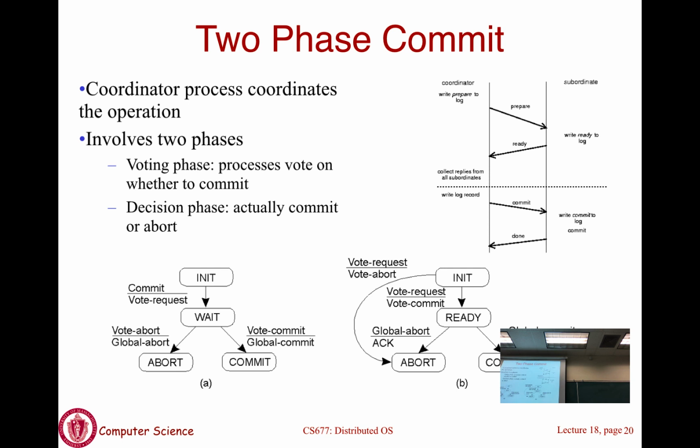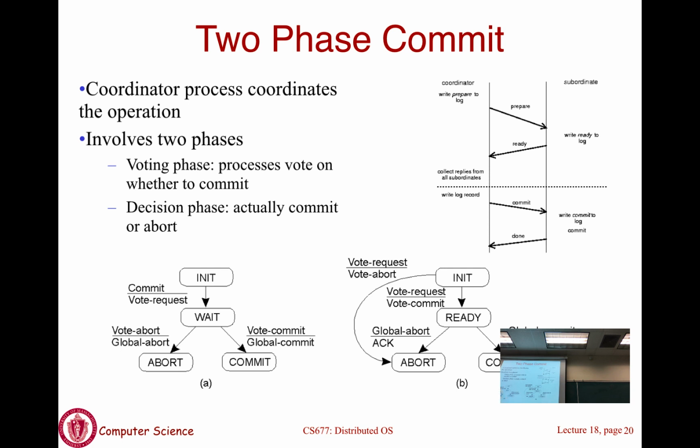In this case, you can ask another node, what was the result of the vote? Did you commit or abort this transaction? And depending on what this other node tells you, you can make the right transition, and you will still end up in the same state as everyone else. Is this clear, what I just said?